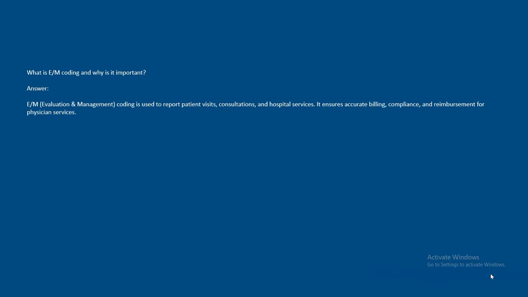Our first question is, what is E&M coding and why is it important? Basically, evaluation management coding is used for patient's visit, consultation and hospital services. Using evaluation management coding, we ensure accurate billing, compliance and reimbursement for physician services. As you know, each and every code has a separate reimbursement, so based on your code, the patient will get the reimbursement.